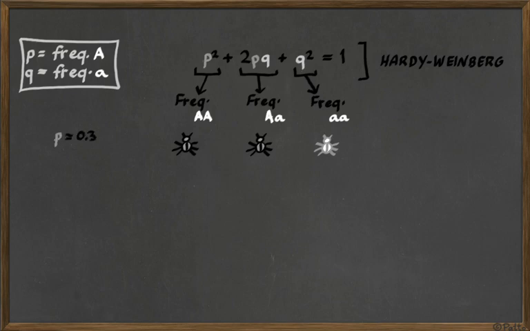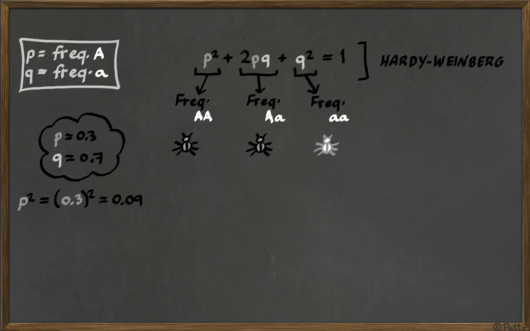Okay? How is that useful for us? If we have a frequency of P, so the frequency of the allele big A, of 0.3, then the frequency of Q should be 0.7, because P plus Q should equal 1, because we only have those two alleles in this example. So P squared would be 0.09, so 9%, because 0.3 or 30% is the frequency of the allele, and P squared is 0.09, 9% of big A.